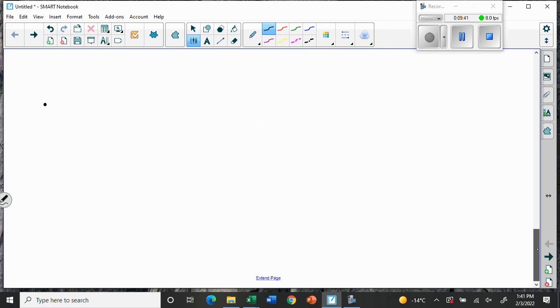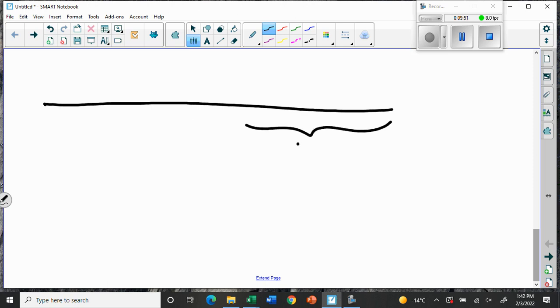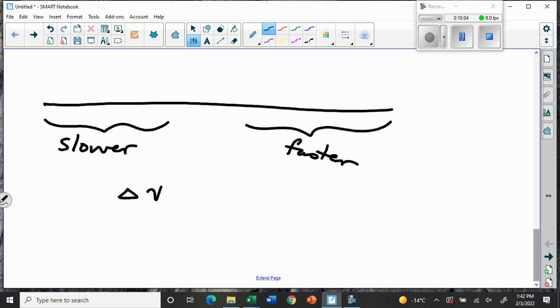But it is possible, of course, to change your speed. You could start by moving very slowly and then go faster and faster and faster and faster. So that down here, this end, you're moving at a faster speed. And here you're moving at a slower speed. So what's interesting is now the speed has changed. So now we're talking about a change in the velocity.